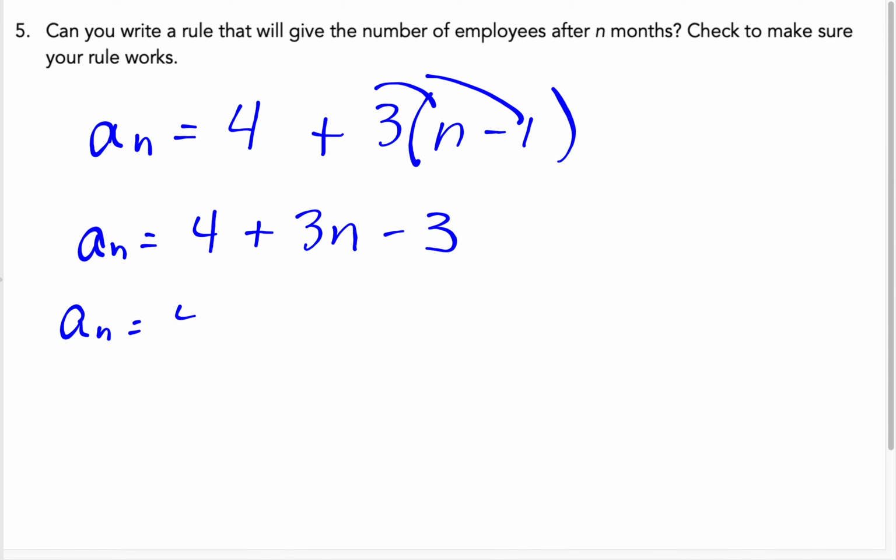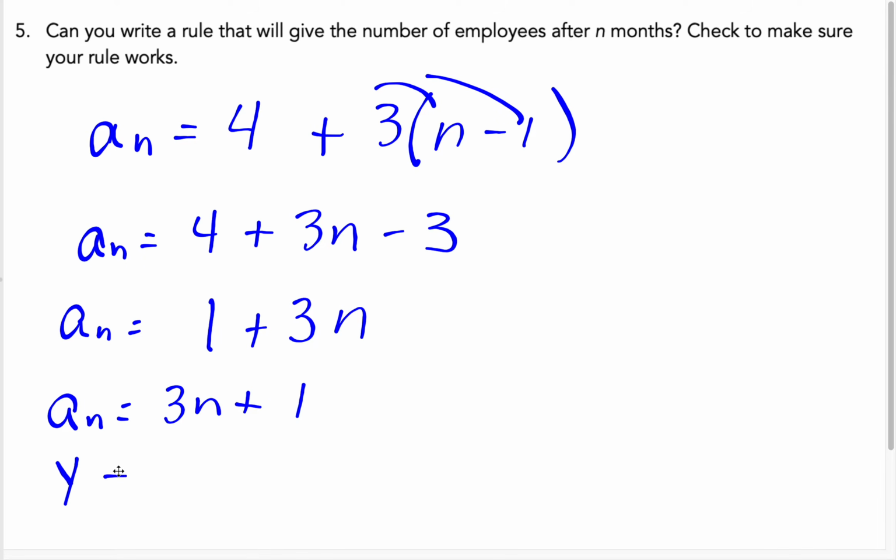Whoops. I can combine like terms. 4 minus 3 is 1, so we get 1 plus 3 times n. We can also write it, obviously, switching it around by the commutative property. And, oh, this kind of looks like something. y equals mx plus b.